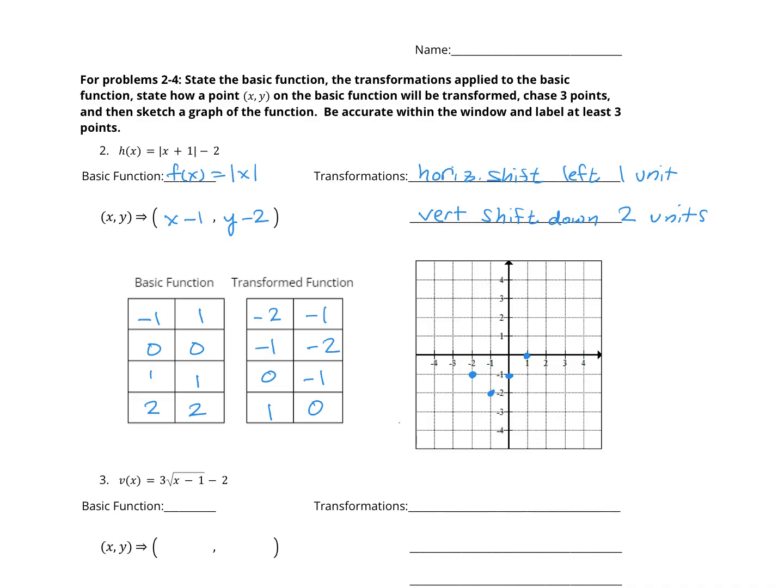Again, our basic shape is going to be the same. It's still a V shape. So my V comes down to there. And it's going to come back up over on this side. And you'll notice that the graph was moved 1 place to the left and 2 places down. And that's our transformations for that function there.